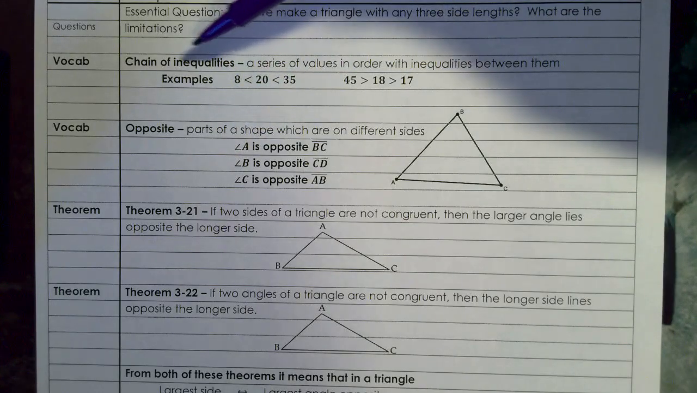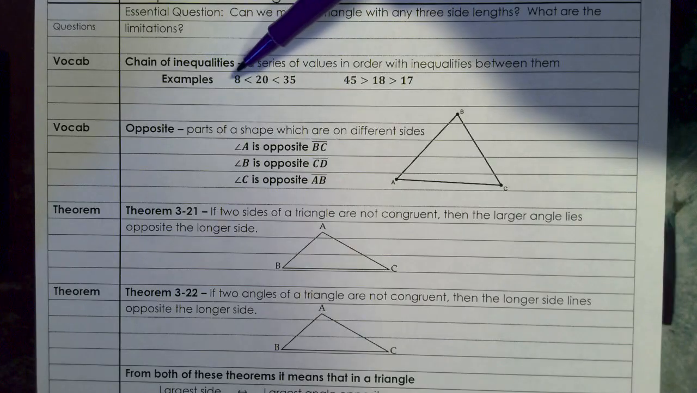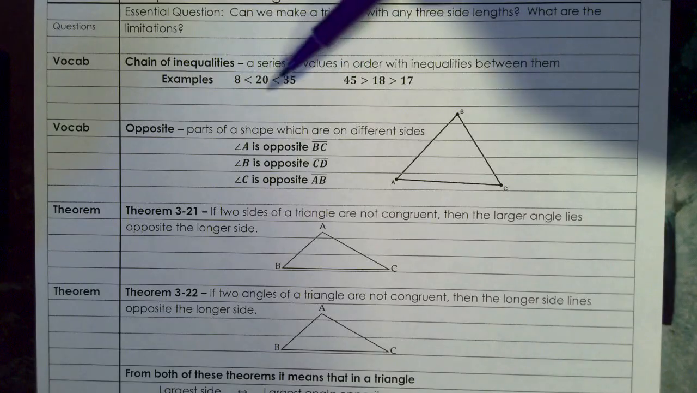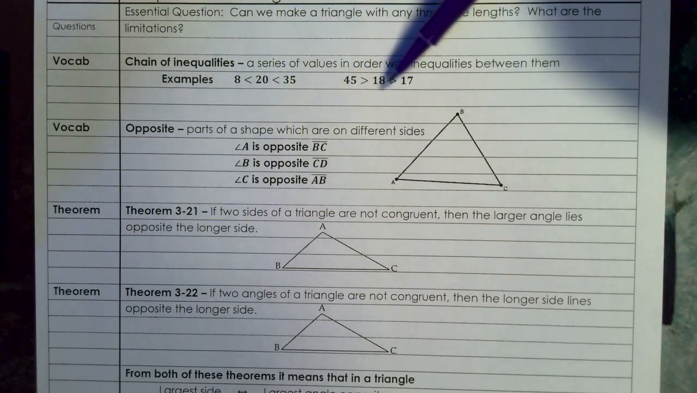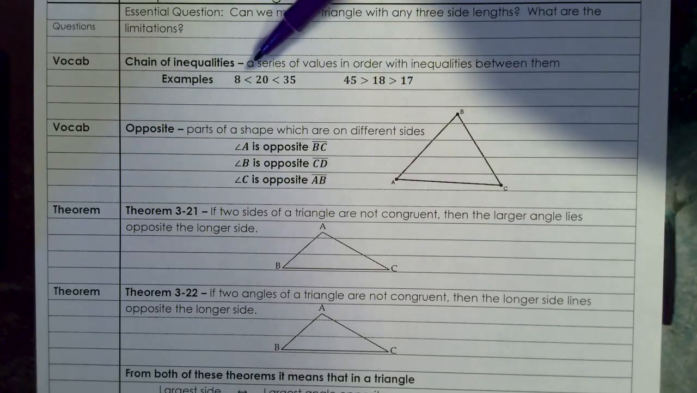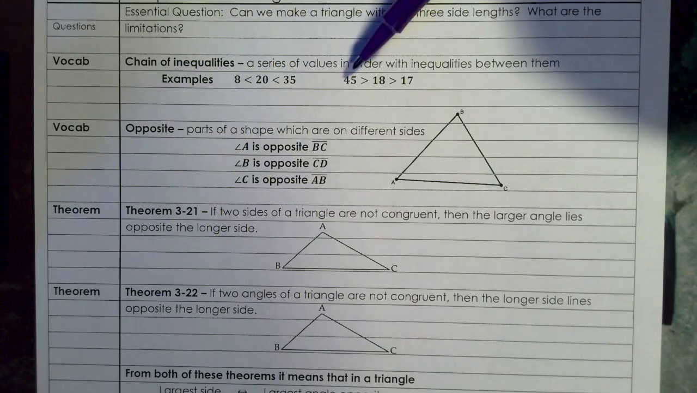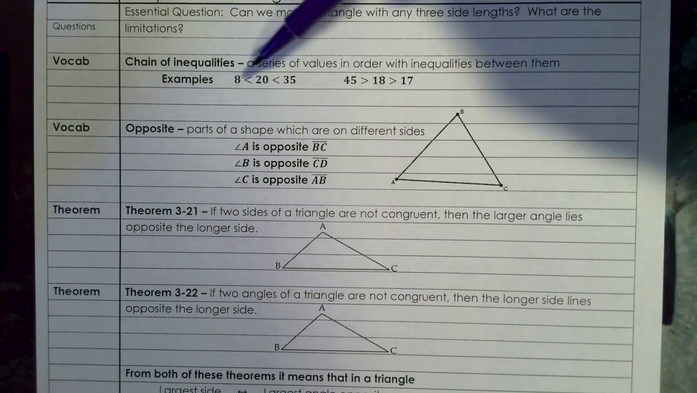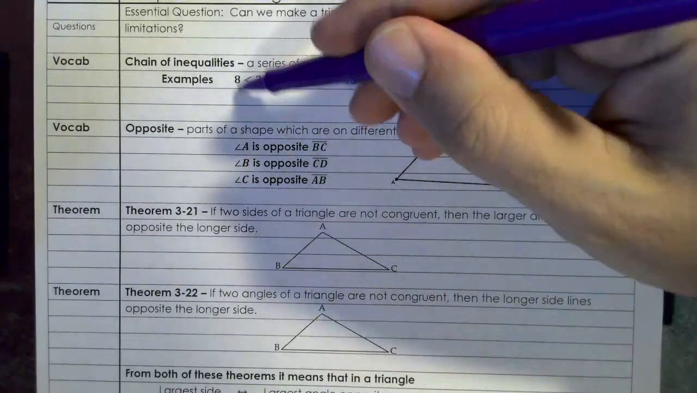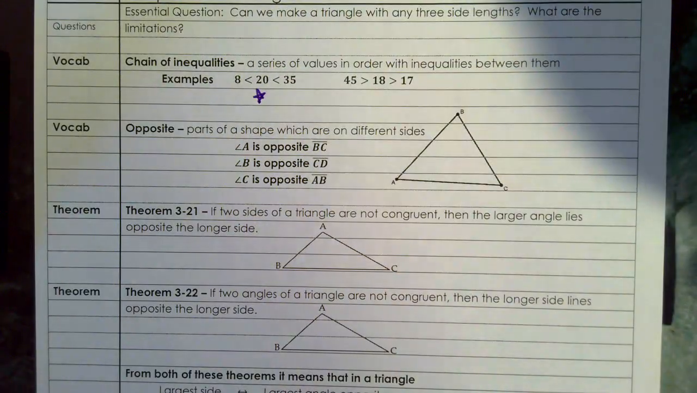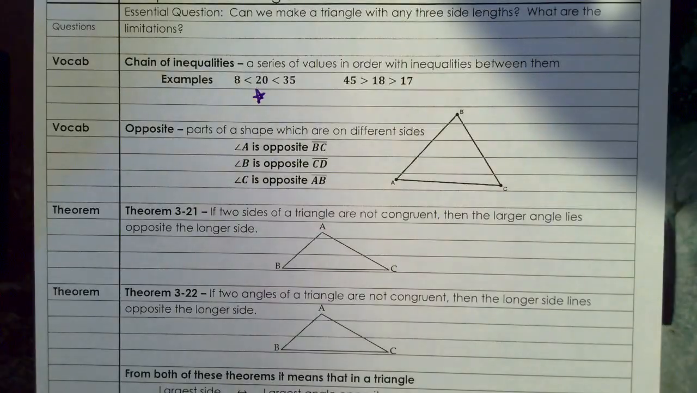There's this idea of a chain of inequalities, and the idea is we've got a series of less thans, which I think makes more sense, or you could do it with a series of greater thans. It's like 8 is less than 20, which is less than 35, or 45 is bigger than 18, which is bigger than 17. So they keep getting smaller or they keep getting bigger. This is my preferred way to write them. I think it makes the most sense.